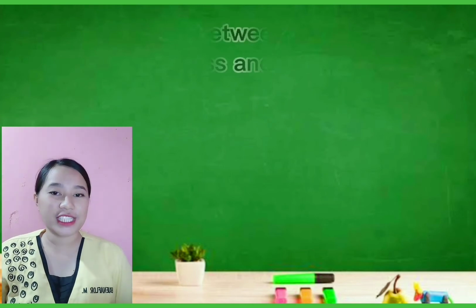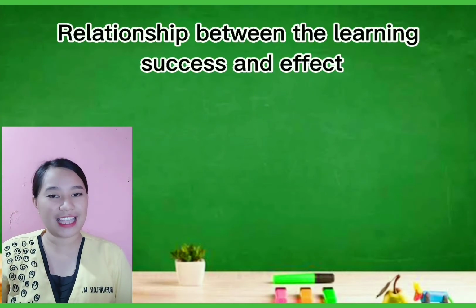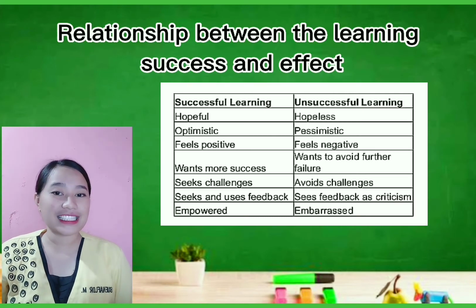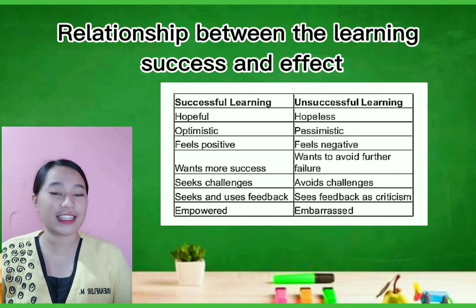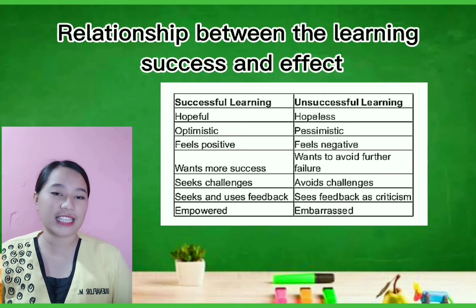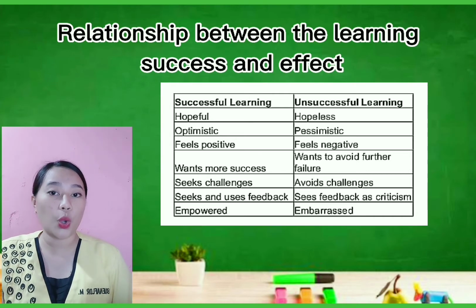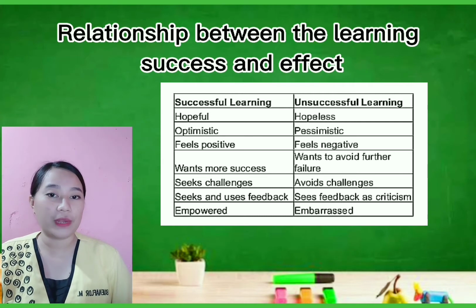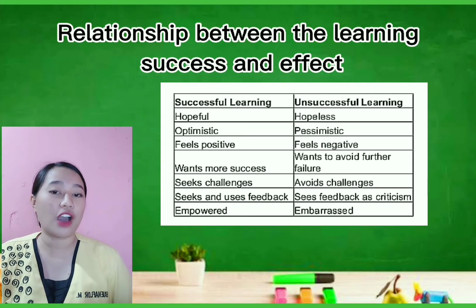And now, let's proceed to the relationship between learning success and affect. As you can see in the table, it has two columns which discuss successful learning and unsuccessful learning. Unsuccessful learning is the opposite result of successful learning. In successful learning, there is the word hopeful, and its opposite is hopeless, which refers to unsuccessful learning. The second one is optimistic, and for unsuccessful learning, it is pessimistic.